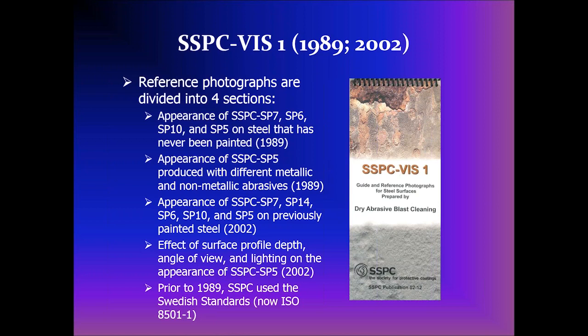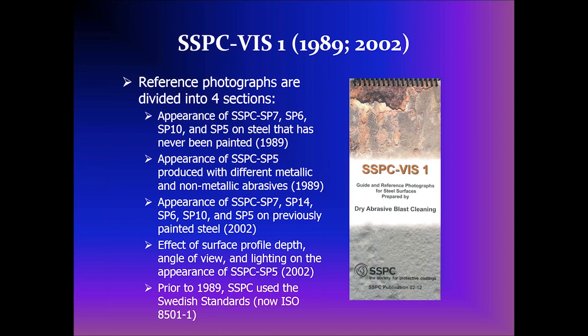Then in 2002, photographs were added showing the appearance of the same grades of cleaning on previously painted steel, but in addition, SP14 or industrial blast was added because that standard was published between the time the original VIS 1 was prepared and the new one. It also included another series of photographs showing the effect of the surface profile depth or angle of view and lighting on the appearance of SP5.